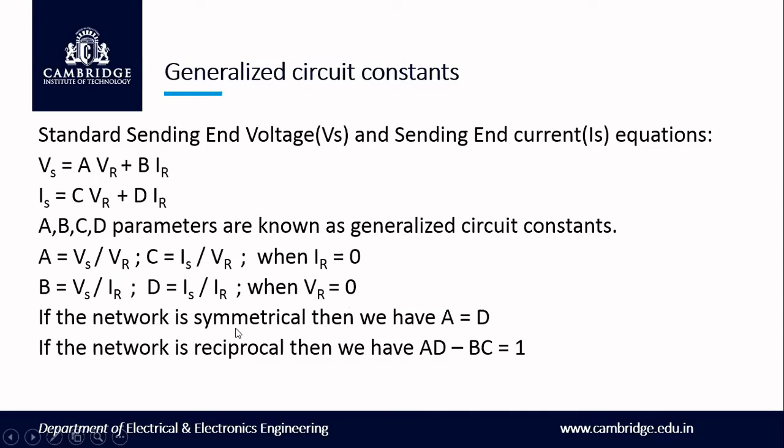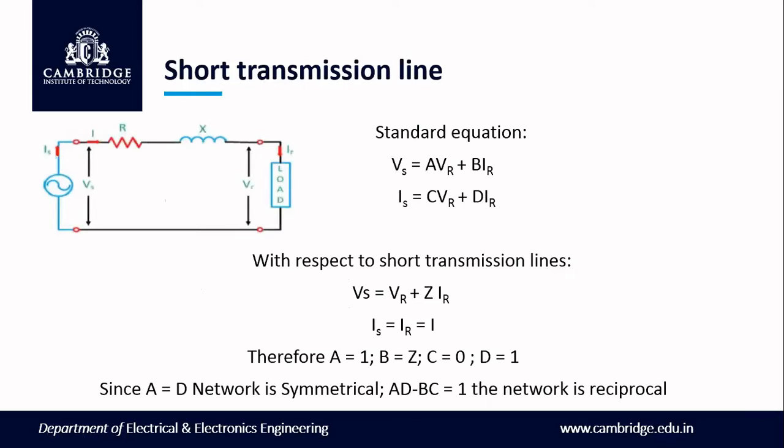If the network is symmetrical, then the A value will be equal to the D value. If the network is reciprocal, then we have AD minus BC is equal to 1.